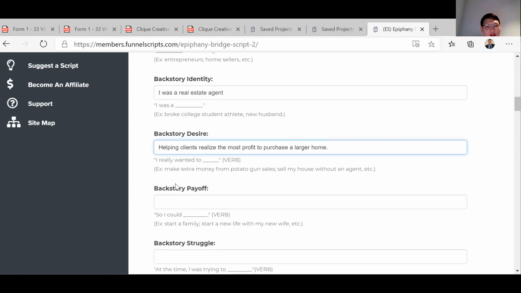Yeah, so the backstory payoff: I really wanted to help my client realize the most profit and purchase a larger home. You don't have to write down "so I could," because it's already there. You just answer the question. Otherwise, you just have to remove it again.